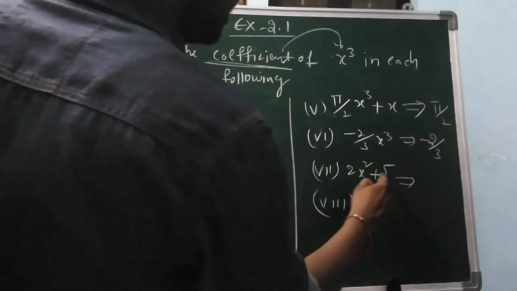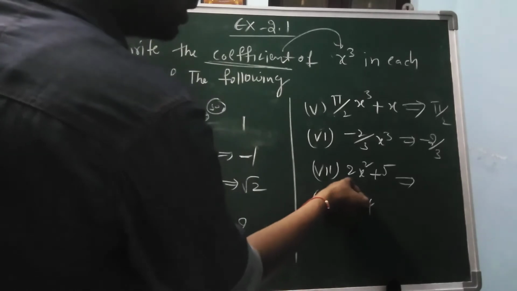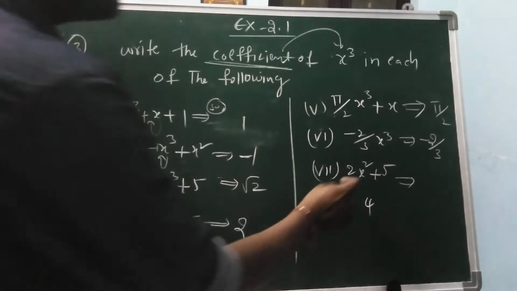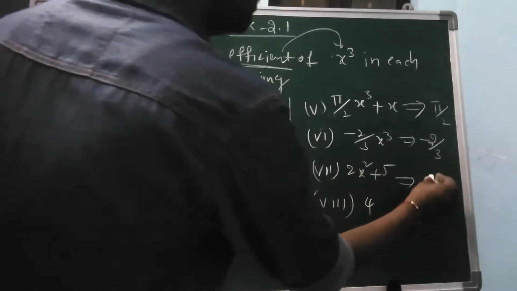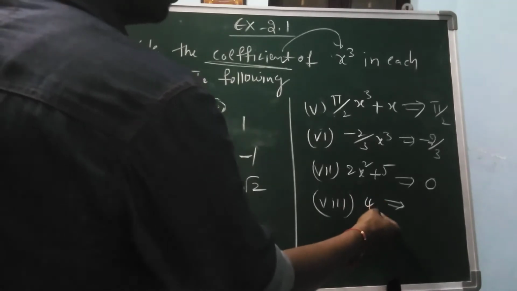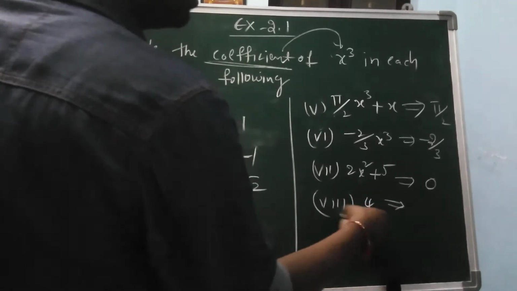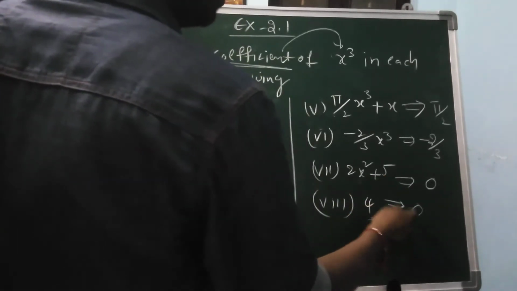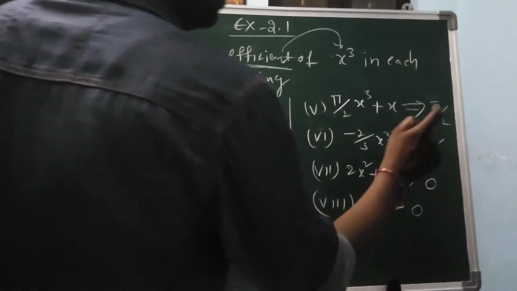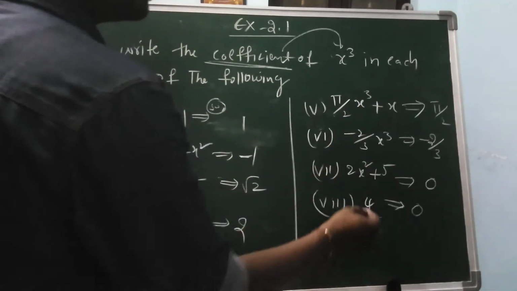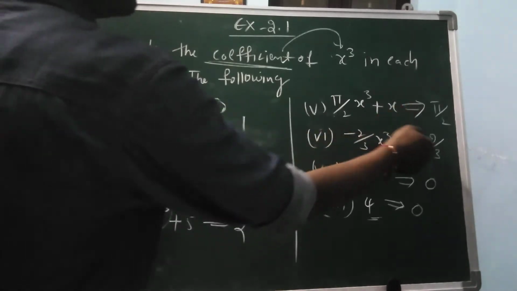Here in this problem, what is the coefficient of x cube? Is x cube there? No, there is no x cube. That means 0. Coefficient of x cube in this problem is 0. And here, is there any x cube? No, there is no x cube, so here also the coefficient is 0. Because there is no x cube term, that's why 0, 0. So write down like that.